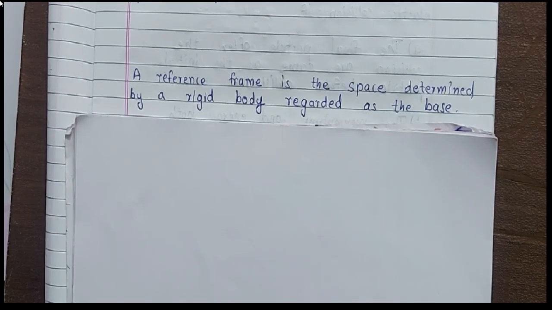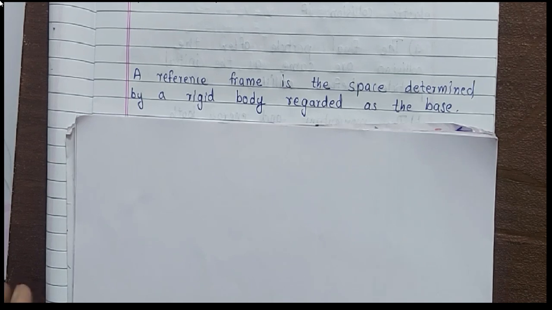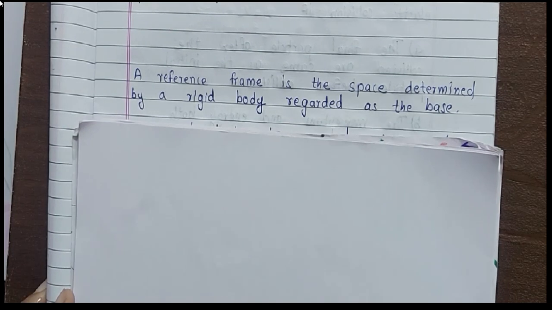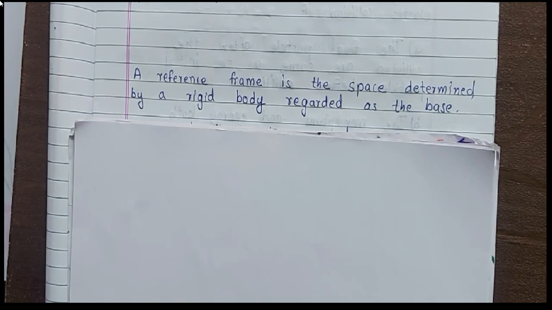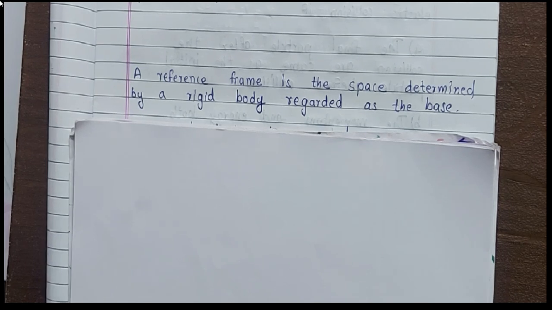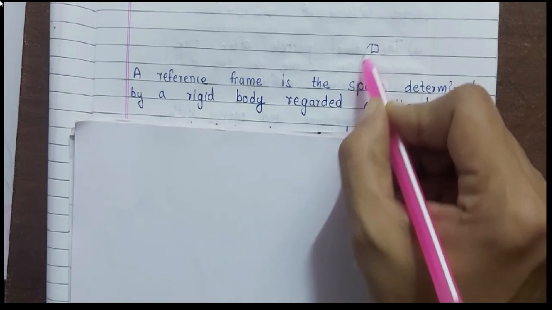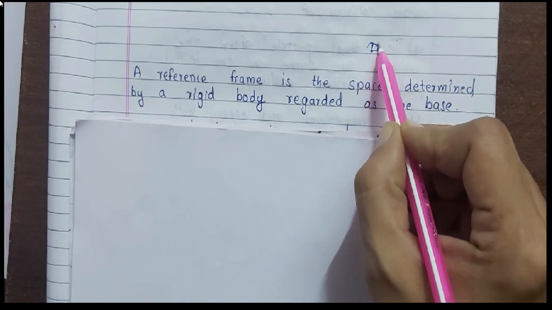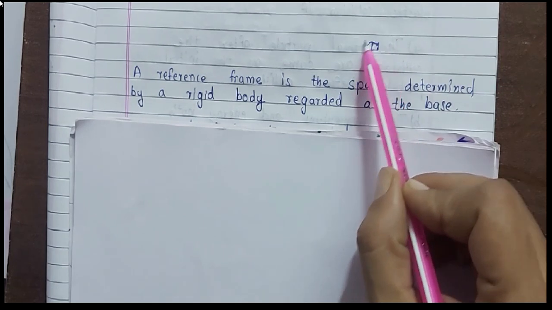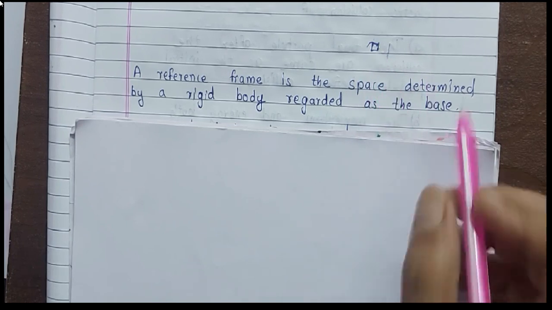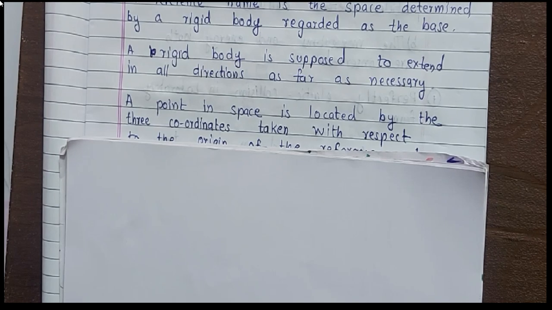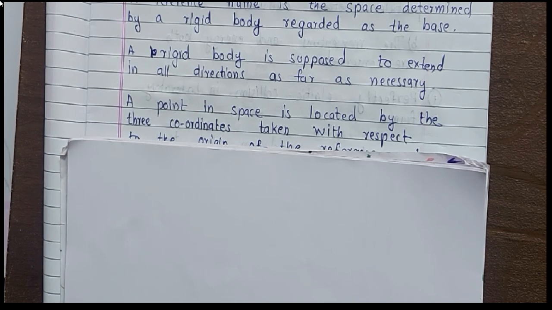Before moving into the derivation of collision, first let us understand certain terms. First is the reference frame, which is the space determined by a rigid body regarded as the base. So we consider any rigid body. Let this be a rigid body. It should be rigid, and the space determined by it is the reference frame of this rigid body. A rigid body is supposed to extend in all directions as far as necessary.